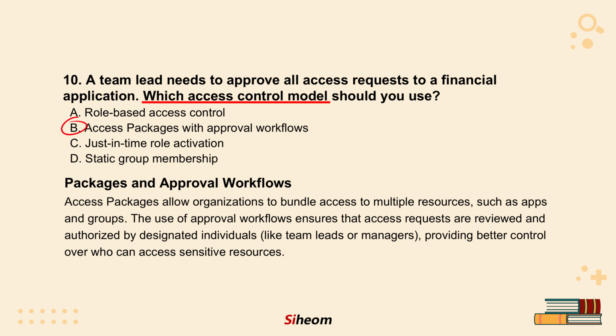Precisely. While role-based access control, RBAC, defines permissions based on assigned roles, access packages introduce that request and approval workflow on top. Got it. Just-in-time role activation, PIM, is specifically for managing privileged admin roles, not typically general application access. And static group membership is just assigning users to groups directly, no formal request or approval mechanism.